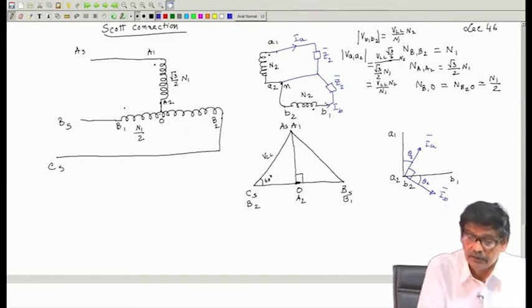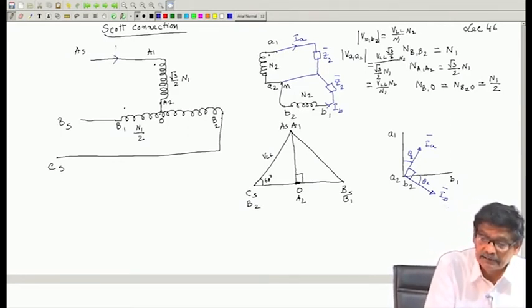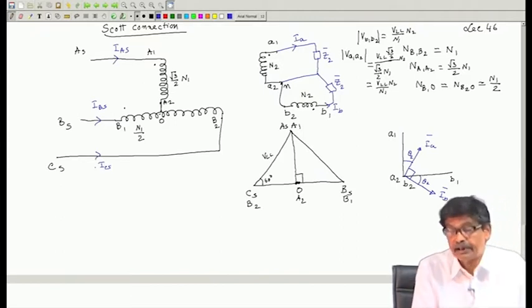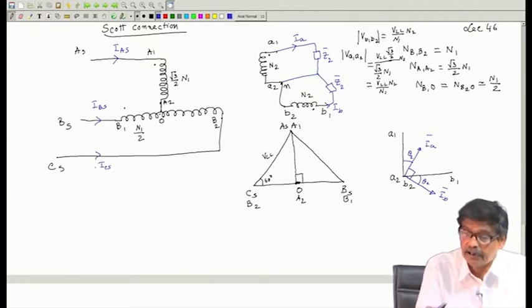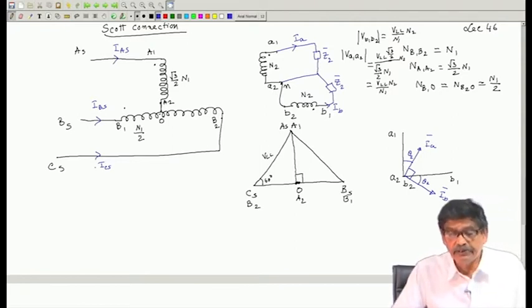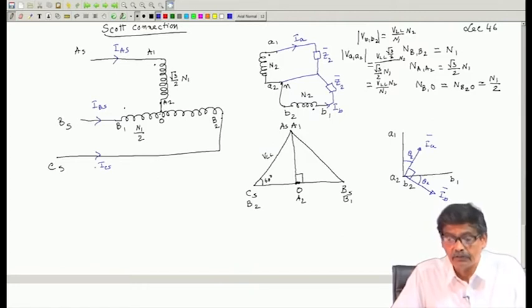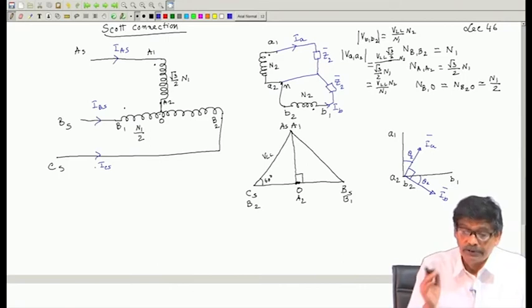Therefore, I know I_A, what will be my I_AS, that I want to find out, what is my I_BS and what is my I_CS. From where shall I find out? Secondary currents are known, I will calculate reflected currents on this side, and if we see that I_AS, I_BS, I_CS are of same magnitude, but 120 degree apart, then I will conclude that the AC side current is also balanced. Now, how do I do that?